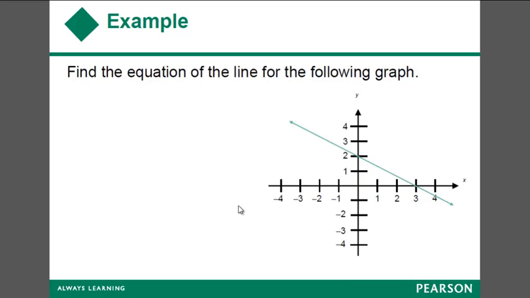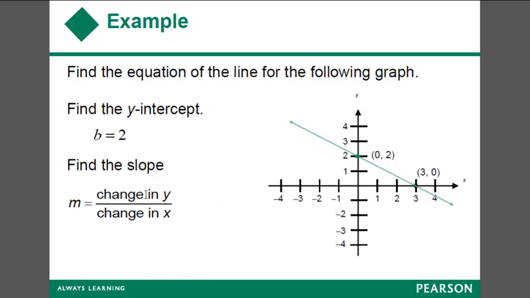Here, we want to find the equation of the line for the following graph. Well, it doesn't give me the slope, it doesn't really give me a point. So what I actually want to do is find 2 points on the graph. I first want to find the y-intercept. The y-intercept is here at 0, 2. So my b will be 2. I then want to choose another point on the line so that I can compare and find the slope. I'll choose the x-intercept, 3, 0.